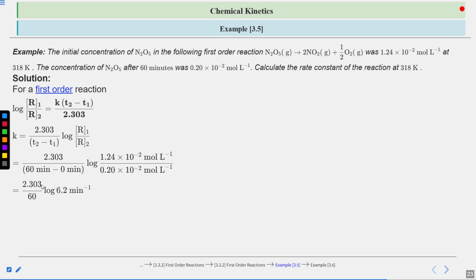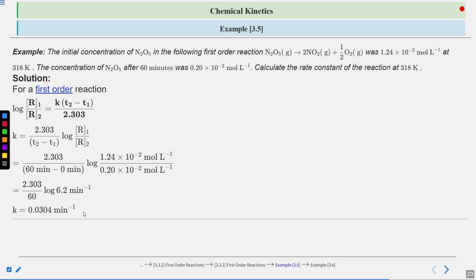So when you solve this, it will be 2.303 by 60 log of 6.2 per minute, and K comes out as 0.0304 per minute. Okay, so this is how you can solve this question and get the value of the rate constant of the reaction.